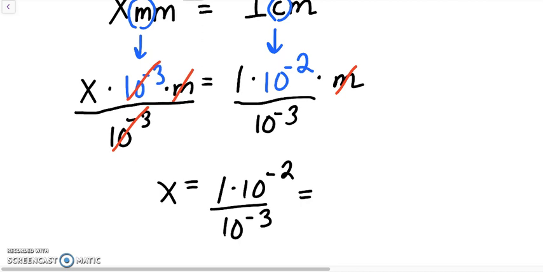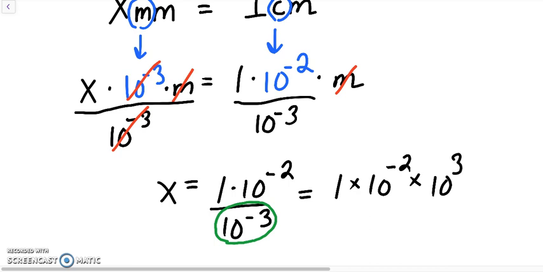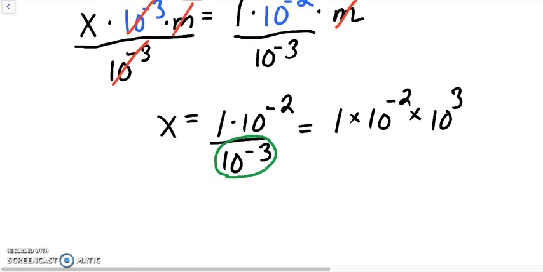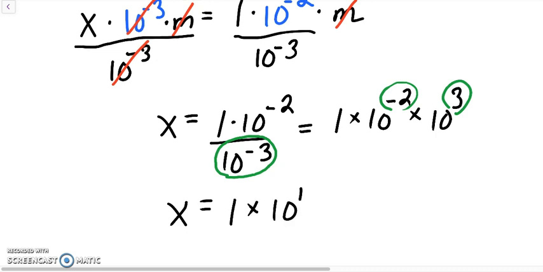I want to get this 10 to the negative 3 in the numerator to make my life easier. You can simply do that by changing the sign of that exponent. So here's what I'll be left with: 1 times 10 to the negative 2 times 10 to the positive 3. Now I can just add these exponents because it's a common base. So x is equal to 1 times 10 to the first, and this is just 10.